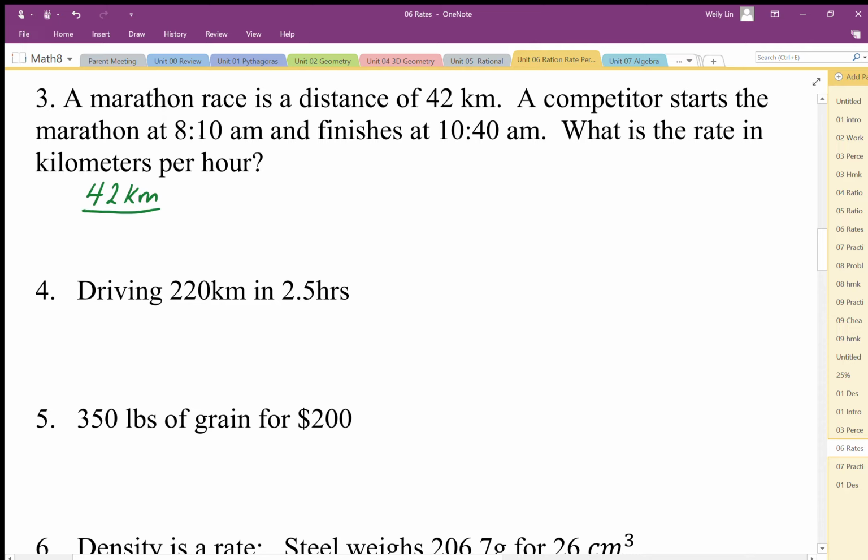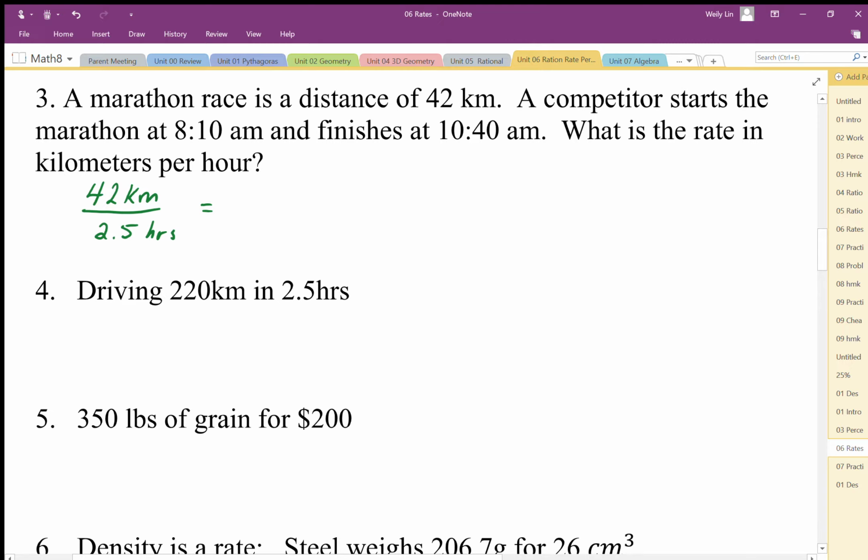The hours it takes between 8:10 and 10:40 would be 2.5 hours. So I'm going to write that as 2.5 hours. Now it's important to understand that clock time is difficult to use mathematically because clock time is in hours and minutes. We really need to change clock time into hours, or all minutes. So in this case I converted it to hours because I want kilometers per hour. So there's my ratio.